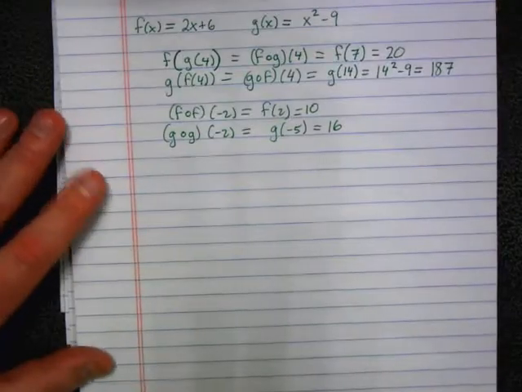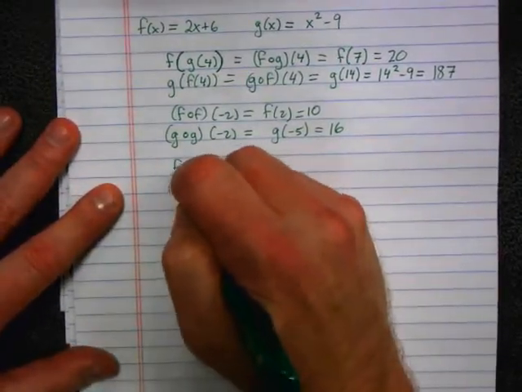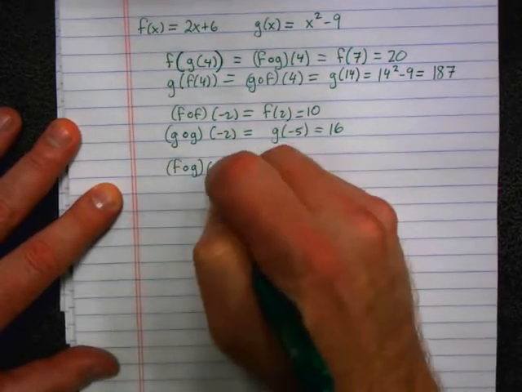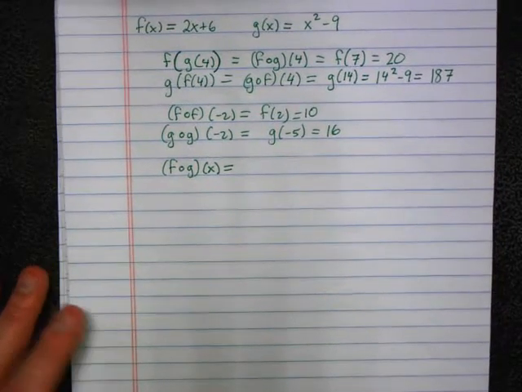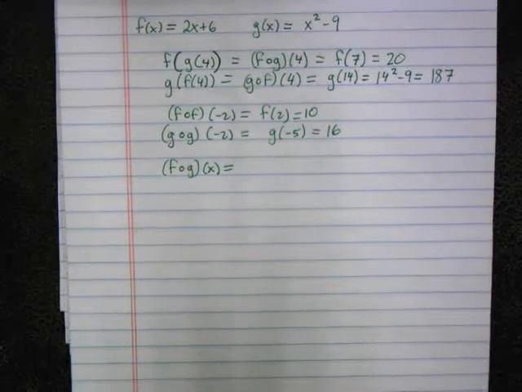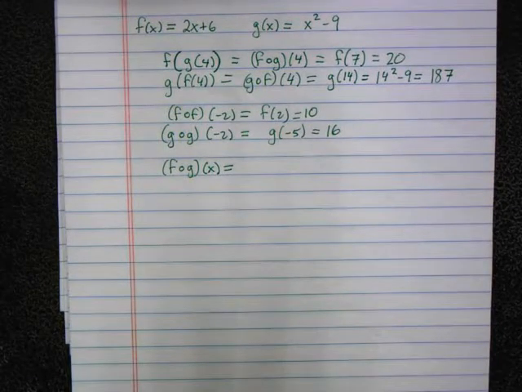All right. Now, what if I wrote that symbol, FOG at X, and I didn't put a number there, I just left it as the letter X. What does that symbol mean? That's exactly what it means. It means you start with one equation and you plug it in for X into the other equation. Which equation do I start with? Do I start with the F or do I start with the G? G, yeah, these go right to left. So this means do G first.